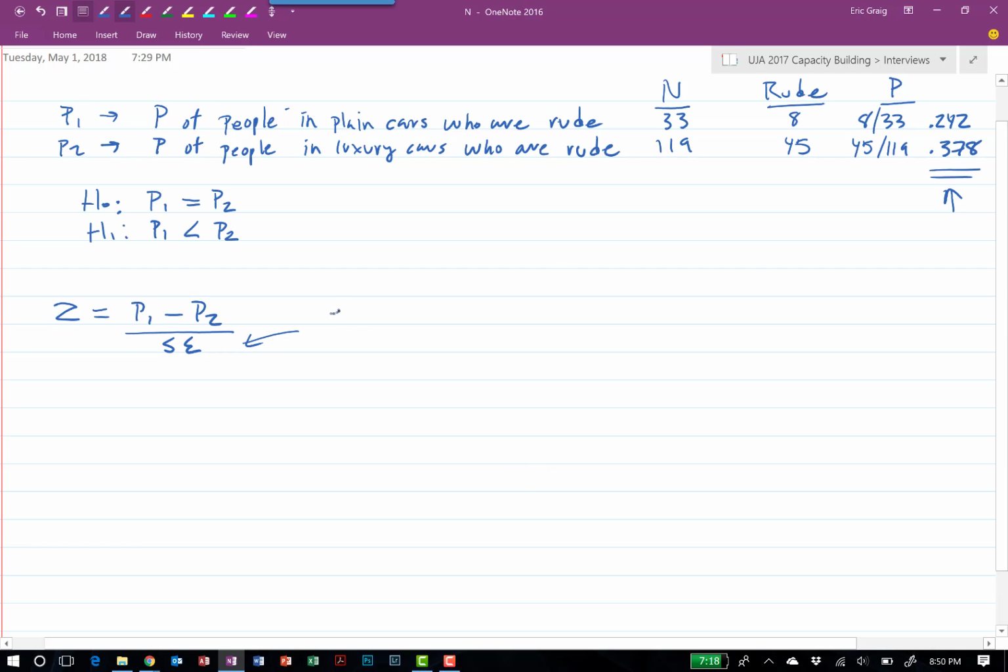So to figure that out, we're going to use the following formula. We are going to use p hat times 1 minus p hat times 1 over the sample size for P1, I'm just going to put P1 down there, plus 1 over the sample size for P2. And as always, we're going to take the square root of that.